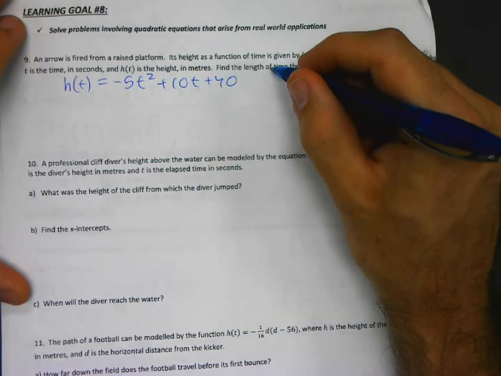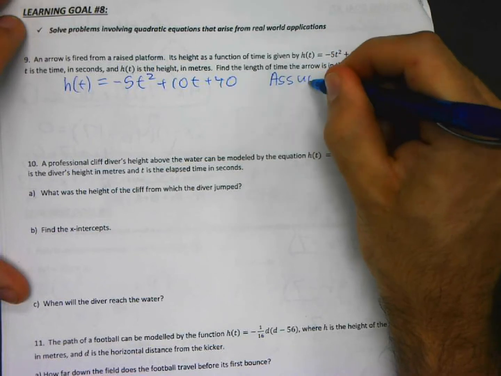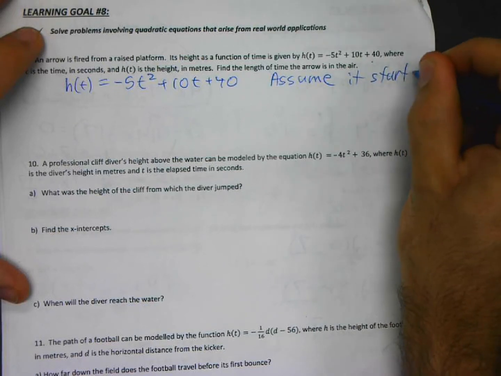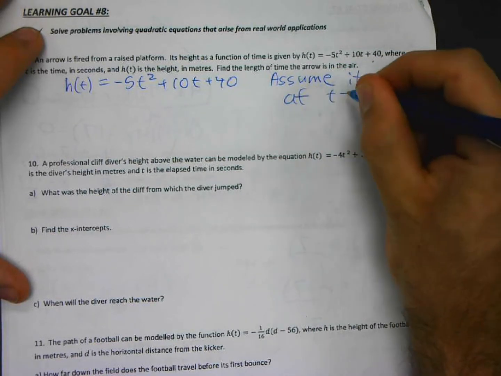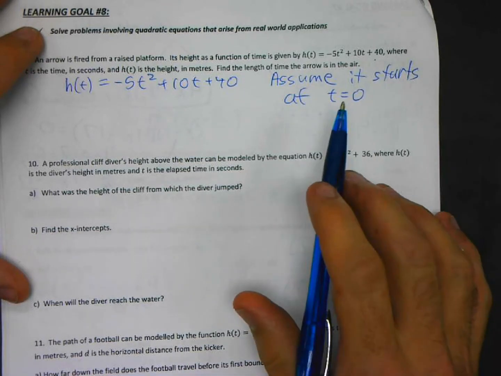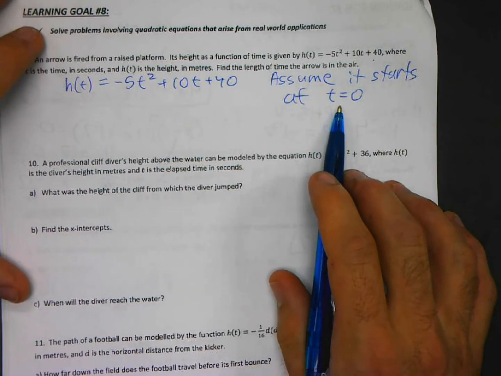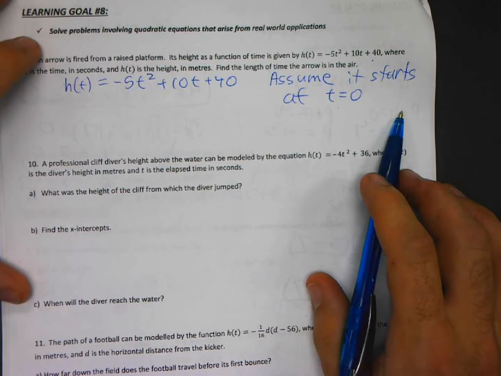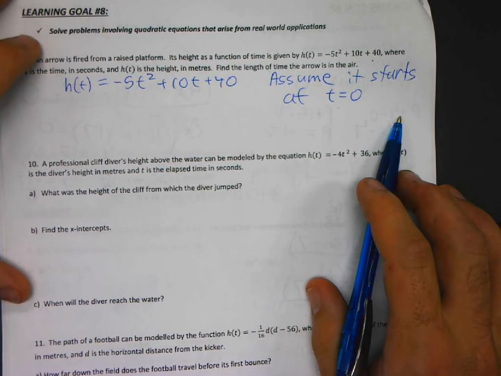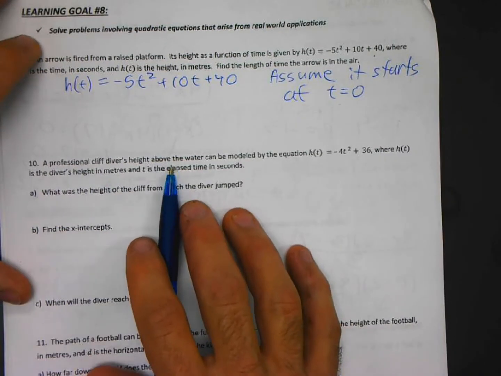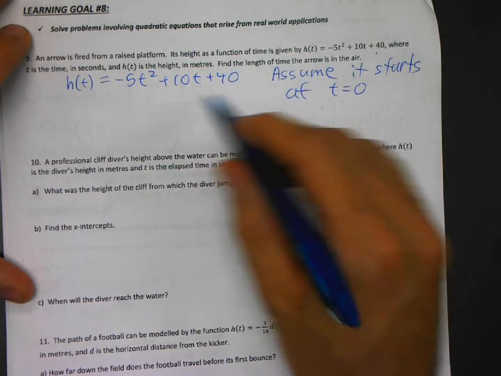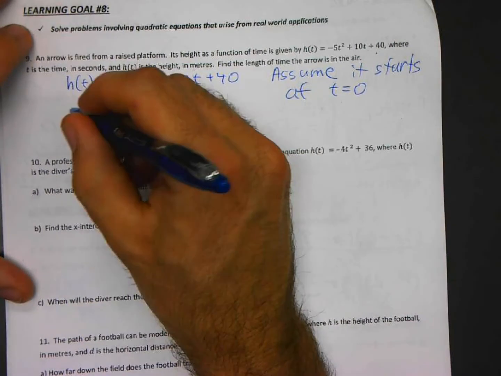I'm going to write down here that we're going to assume it starts at t equals 0. So if it starts at t equals 0, from 0 to the time it hits the ground will be the time it was in the air. If we get that it hits the ground at 8 seconds, it means it's in the air for 8 seconds. Okay, so in order to figure out when it hits the ground, we have to tell the equation that we would like to know the time when the height is 0. So we put 0 in.